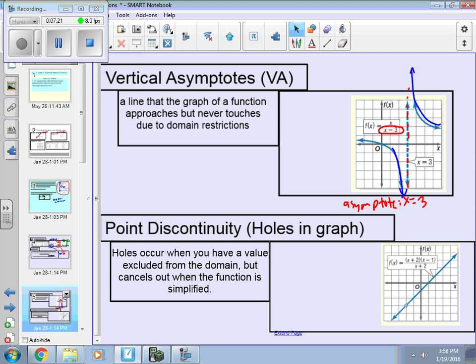Holes occur when you have a value excluded from the domain, but also it actually cancels out with the top. So if you look at this graph, here's the function for it. Notice that in the bottom there is an x plus 2 here. X plus 2 is in the denominator, which means if we put x plus 2 equal to 0, x is -2, there is no value at -2. It's undefined at -2. This is where it's undefined. But it's not an asymptote. And the reason that on this one it doesn't become an asymptote is there's also an x plus 2 on top. So those values actually cancel out. And so there's no asymptote.